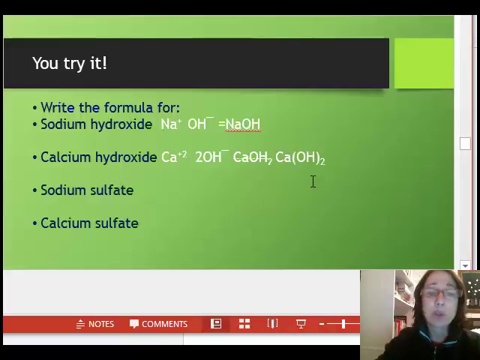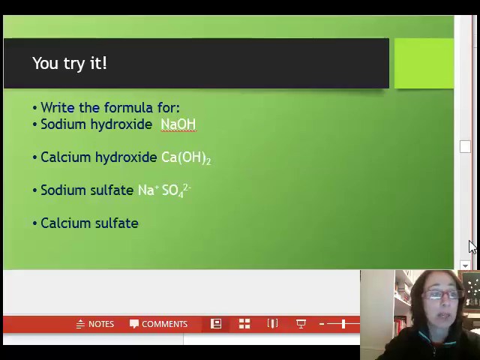To represent 2 hydroxide anions required for 1 calcium cation, we must place parentheses around the formula for hydroxide and place the subscript of 2 after the parentheses. Thus, the formula for calcium hydroxide reads capital C, lowercase a, parentheses, capital O, capital H, end of parentheses, subscript 2. This means there are 2 hydroxide anions for each calcium cation.